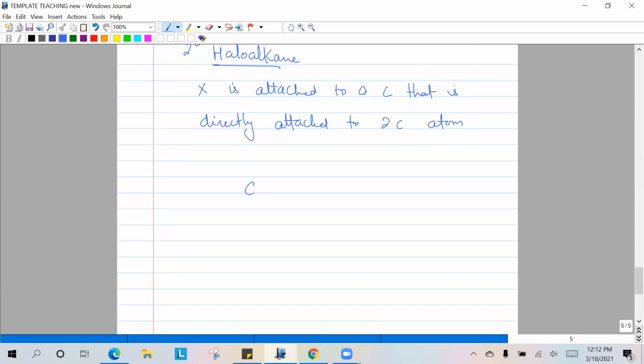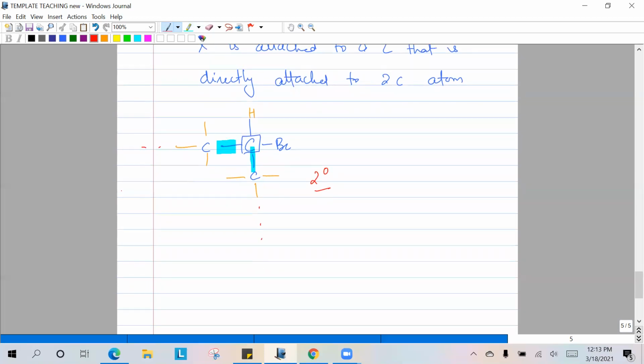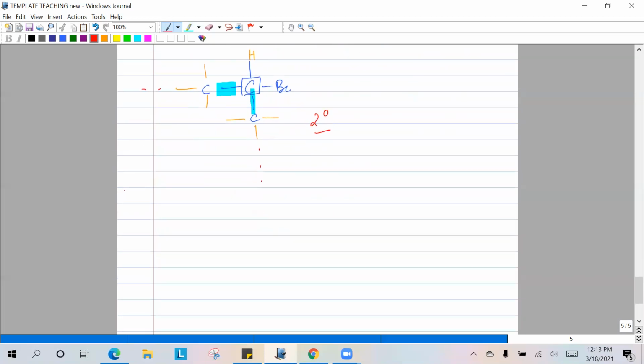For example, this is the carbon that carries the Br. This carbon should be attached to two carbon atoms, so there will be two carbon atoms and one hydrogen. What are they in turn attached to? We don't care. What we care about is this bond. Is it attached to two carbons? Yes, so this will be your secondary carbon. What they are attached to is none of our business. We only need to focus on the carbon that carries the Br.